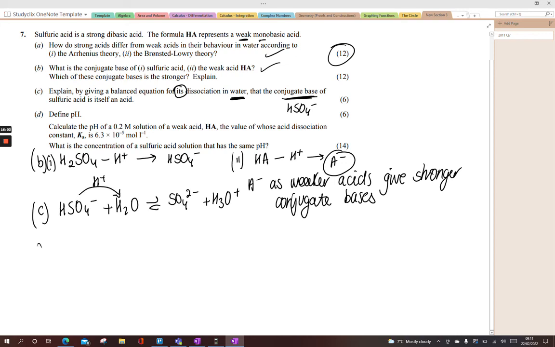And now D there, define pH, give your equation, and then your words. It's defined as the negative log to the base 10 of the hydrogen ion concentration. I'll say that's D part 1. D part 2.